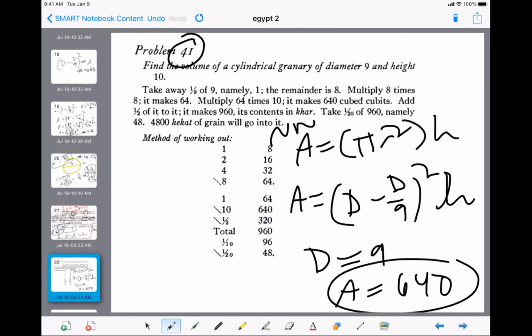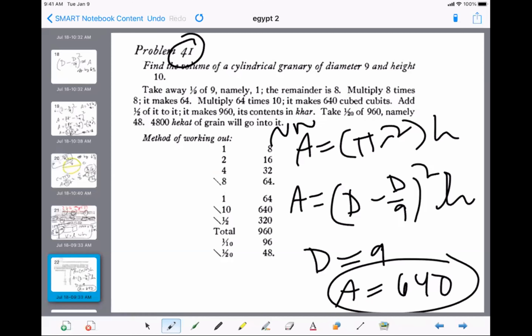Frankly, it's amazing how close it is to modern geometry, right? I mean, seriously. It's off by less than 1%. So d minus d over 9 is really good. Like d minus d over 10 was going to be too big, and d minus d over 8 was going to be too small. So it is pretty amazing. It's very good.